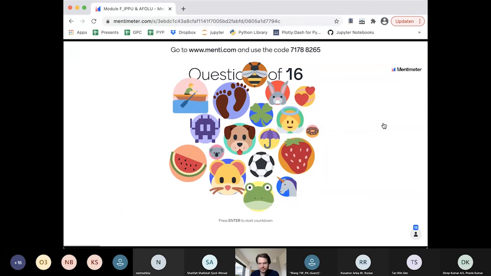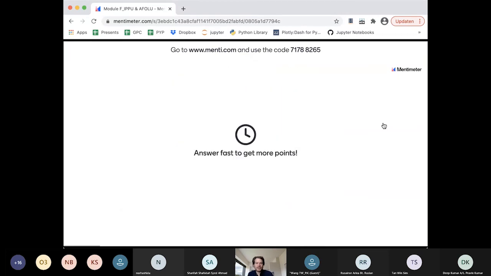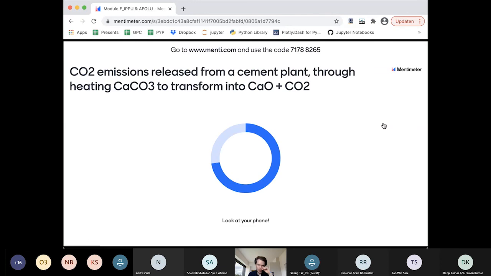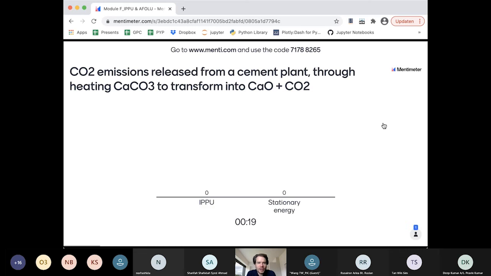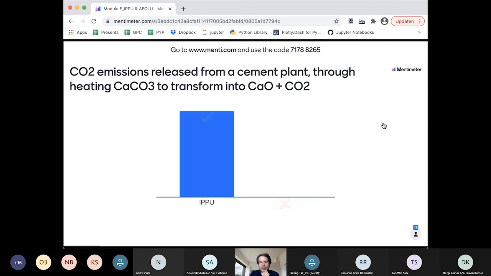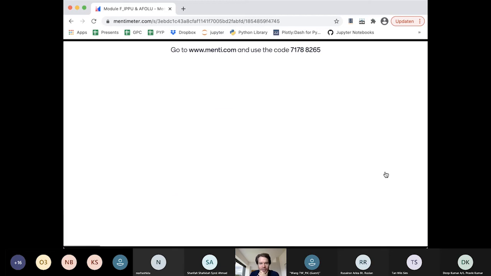Okay, so let's get started. So again, you're selecting the correct sector to allocate these emissions to. So CO2 released from a cement plant through heating calcium carbonate to transform into calcium oxide and CO2. Is that IPPU or stationary energy? And again, remember, stationary energy is the intentional combustion for useful energy. Well done, guys. Full house starting off. Great. That's obviously an industrial process. Next one.